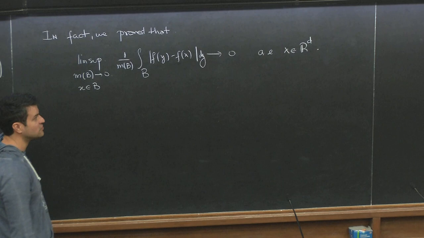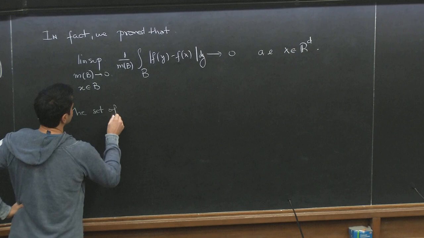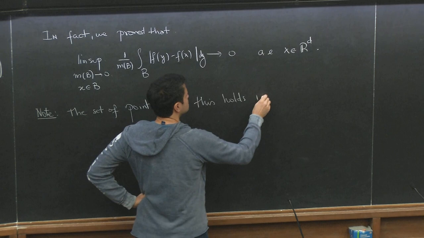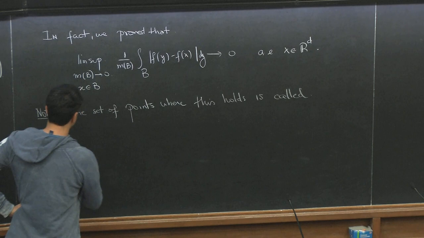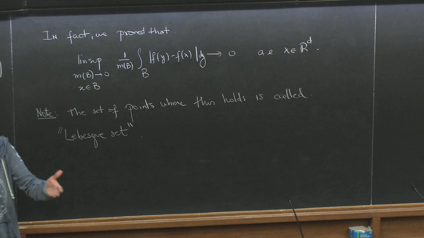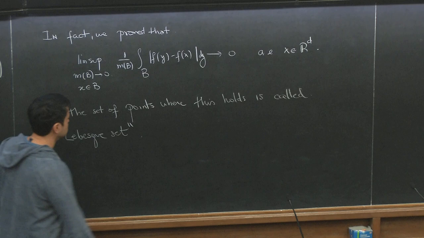So a little note, the set of points where this holds is called the Lebesgue set, okay? So the Lebesgue set is the points essentially where the Lebesgue differentiation theorem holds. So we proved that almost every point is in the Lebesgue set. In other words, the Lebesgue set is a set of full measure.